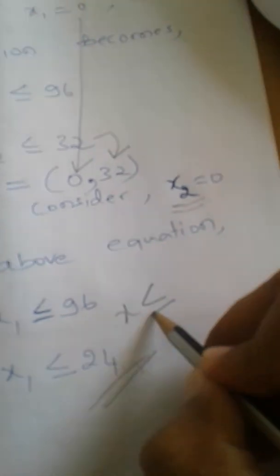Okay, so how is this 24? Because x1 will be equal to 96 divided by 4, which is equal to 24. So this is the solution here. Now point D can be written as (24, 0).